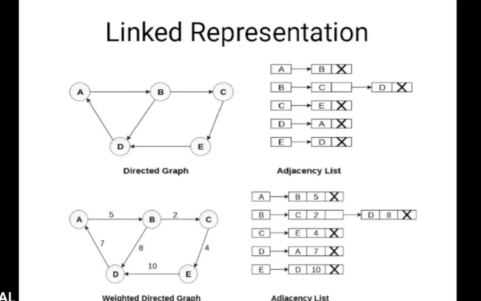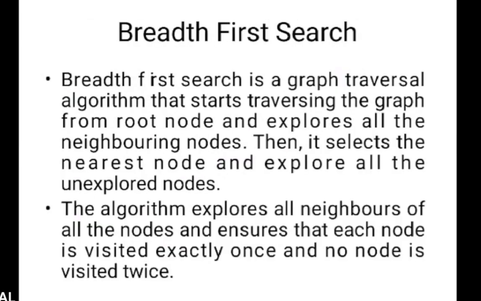Similarly, in case of weighted directed graph, along this edge, the weight is also written. Like we say there is an edge from A to B and the weight of this edge is 5. ठीक है? ये value यहाँ पे हमने add कर दी. So this way we write the adjacency.